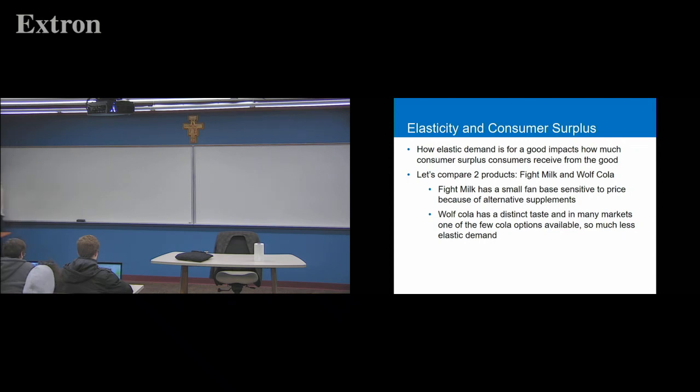All right, so next let's look at elasticity in consumer surplus, how goods with different elasticity of demand have different levels of consumer surplus. So we'll compare two products, Fight Milk and Wolf Cola. Fight Milk has a small fan base, very sensitive to price because there's a lot of alternative supplements out there that provide the same things that Fight Milk does for people. On the other hand, Wolf Cola has a very distinct taste, and in many markets, it's one of the few cola options available, so there's much less elastic demand. So you've got one product that's inelastic, one product that is elastic.